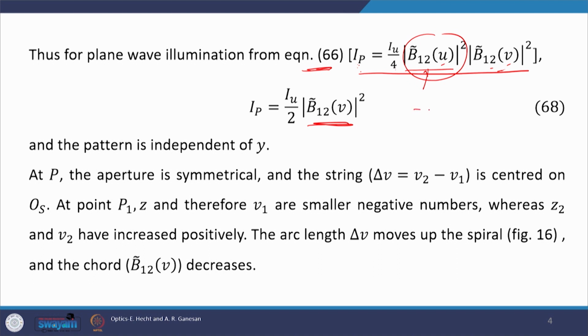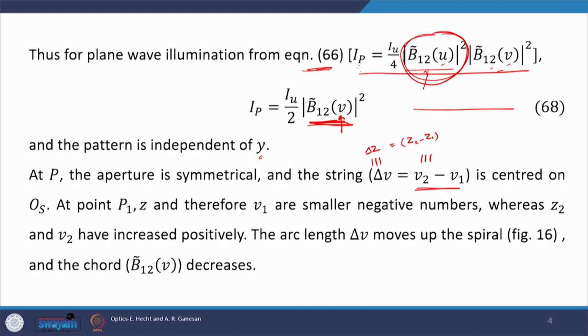Now, we can see that equation number 68 is independent of u, or independent of y, because we have assumed the extremities of the slit to be at infinity, and therefore we calculated the corresponding integration, and using that we calculated the B tilde 12 function of u. Now, the value of B tilde 12, which is a function of v, depends upon the width of the aperture in the vertical direction, and that width would be v2 minus v1, equivalent to z2 minus z1. That is delta z, which is directly related to delta v.